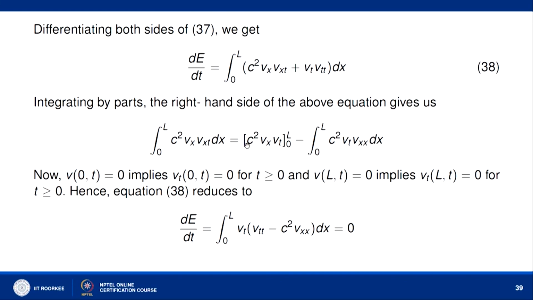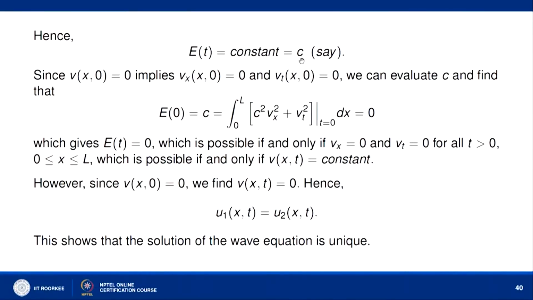So, our equation number 38 is reduced to dE/dt equal to minus the integral from 0 to L of c square Vt Vxx. If we take this Vt term out, because here we have Vt Vxx and here it is Vt Vtt, we can write Vt times (Vtt minus c square Vxx). Now, V is a solution of the homogeneous problem, so Vtt minus c square Vxx has to be 0. So, dE/dt is coming out to be 0. So, E is constant with respect to time t. Let us say the constant value is c.